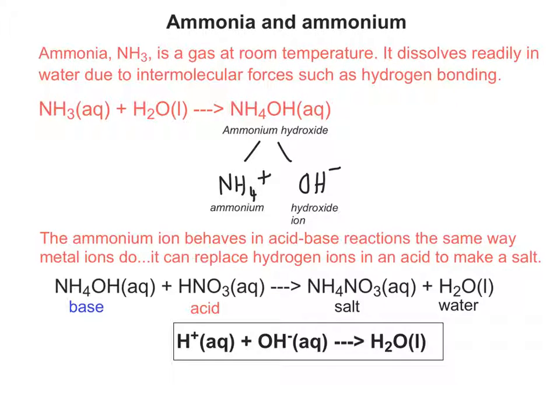So in this way, ammonia reacts with water to produce ammonium hydroxide, which goes on to behave as a base and neutralise an acid and replaces the hydrogen ions in the acid with NH4+ ions instead, forming the salt, in this case ammonium nitrate. And it's a neutralisation because H+ and OH- react with each other to make water in the ionic equation.